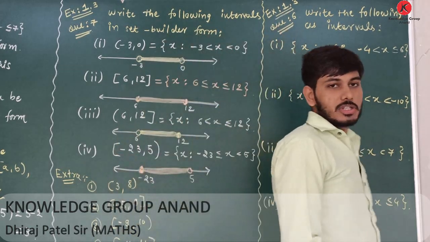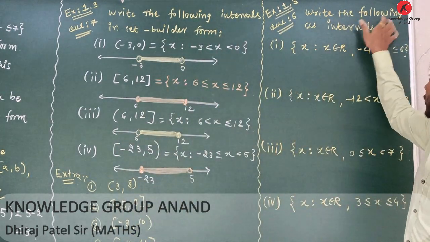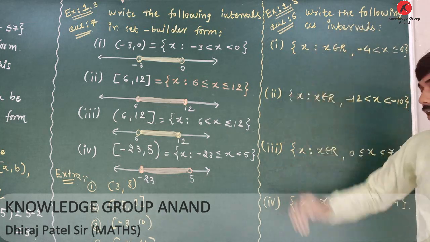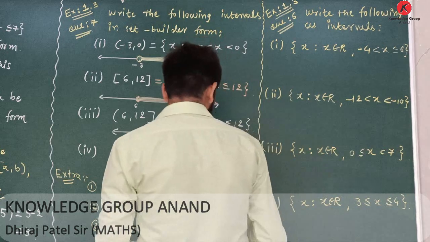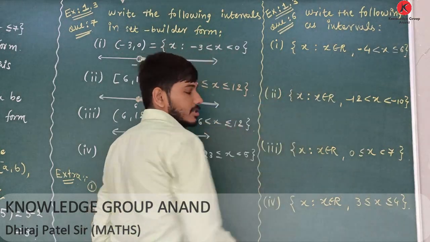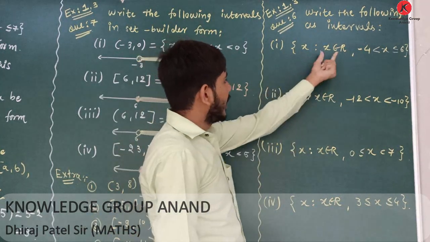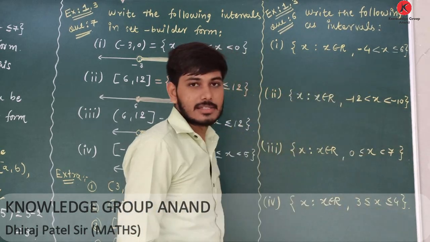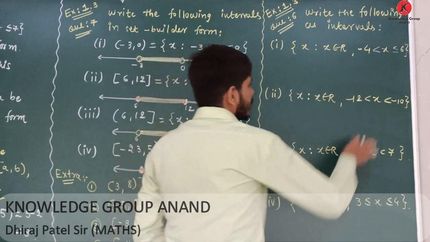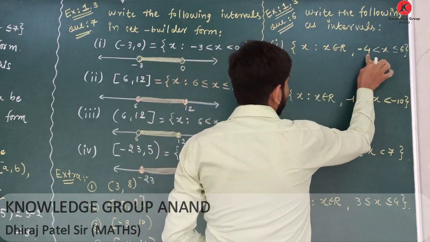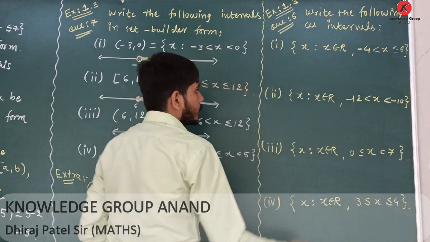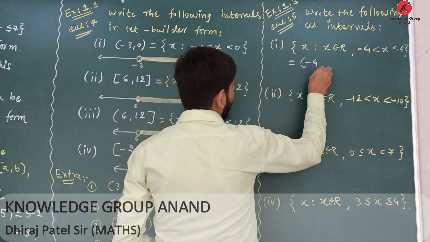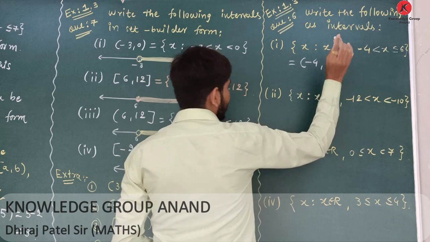Exercise 1.3 question number 6. Write the following as intervals. You have to write this set in interval form. So see here, the first question is x such that x belongs to R, where -4 < x ≤ 6. You have to include 6 but not include minus 4. Therefore, we can represent it like (-4, 6] here.